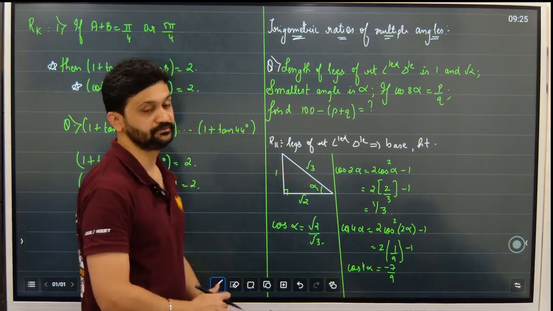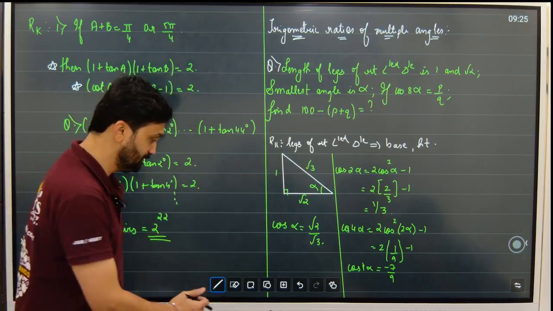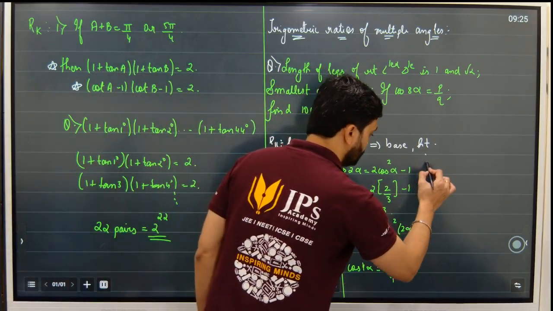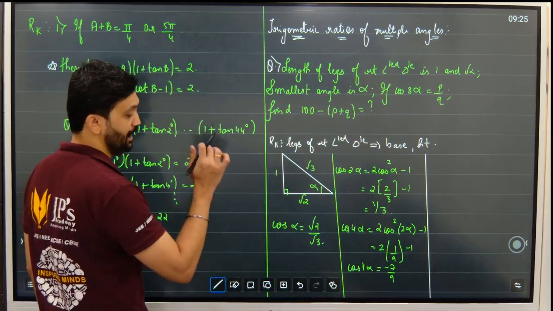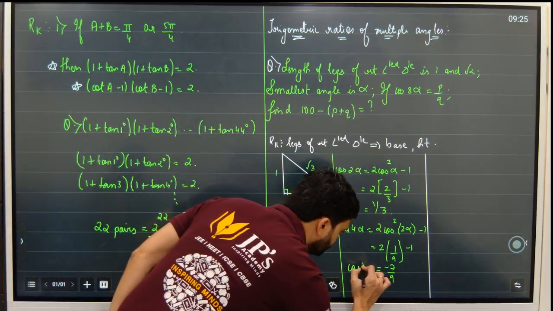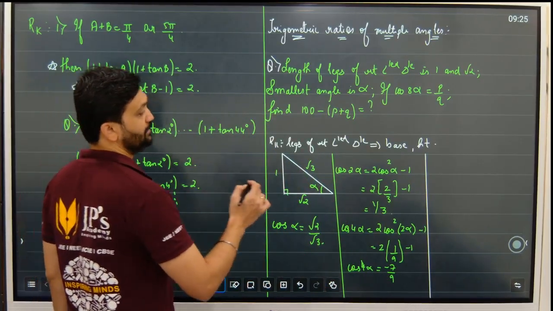Okay, anybody has any doubts? We are using the same formula again and again and again. तो अभी मैंने कंटिन्यू किया यहाँ पे. I have got the value of cos 4 alpha. The last part, देखो 4 है. This is 4 alpha. And the last part is cos 8 alpha.